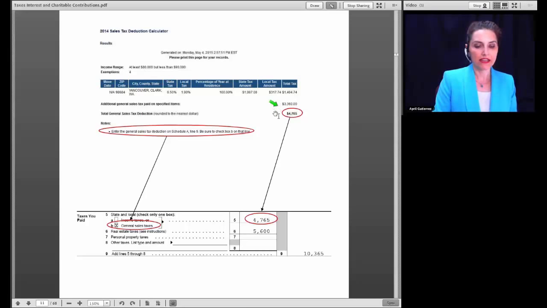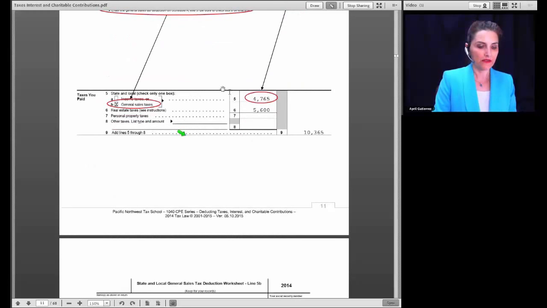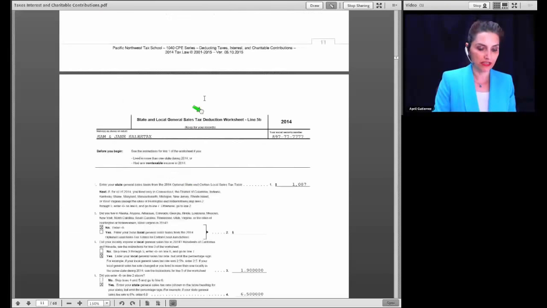And then we're going to add in the sales tax paid on the SUV to get their total deduction of $4,765. And that $4,765 will carry to line 5 of Schedule A, and we're going to check box 5B to indicate that the general sales tax deduction is being claimed.